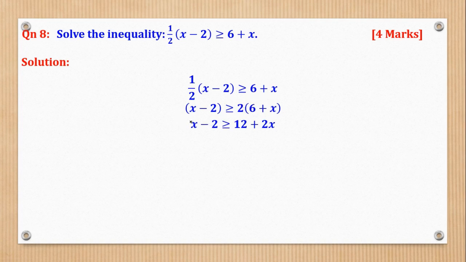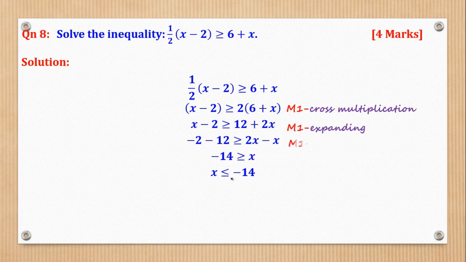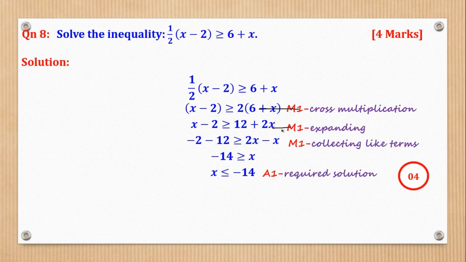Then you realize that they are like terms. So I'll collect like terms by taking this side to come up with 2x minus x. Then this the other side to come up with negative 2 minus 12. I'm doing that so that I can get a positive x. Then from there you rearrange to come up with x is less or equal to negative 14. And that's what they wanted. So first mark was for cross multiplying, x open brackets, collecting like terms, and output.